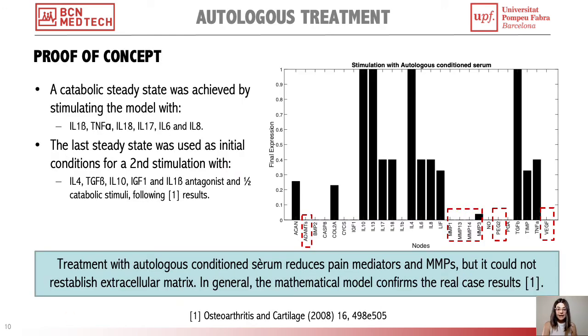We also tested a treatment in a hypothetical osteoarthritic knee. To that end, we stimulate our model with the main pro-inflammatory mediators and then with the molecules present in an autologous conditioned serum. When these conditions are reproduced, we can see that our model can effectively reduce pain mediators and degrading enzymes, but structural proteins cannot be fully re-expressed. As this might not be good enough, in fact, it represents the real cases.